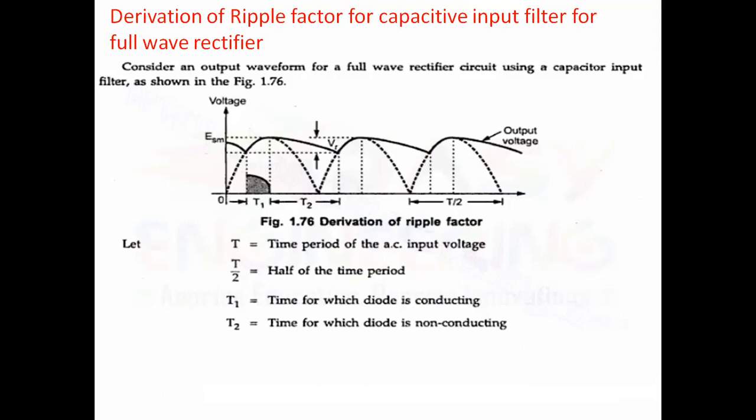And here we will get only half of the time period, that is T by 2. T1 is the time for which the diode is conducting, and T2 is the time for which the diode is non-conducting. So T2 is the time period during which the diode does not conduct, and T1 is the time period during which the diode conducts.